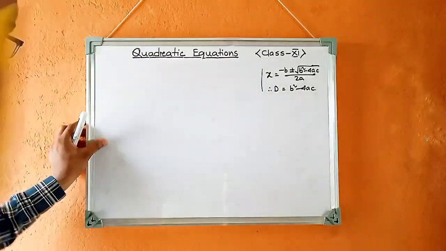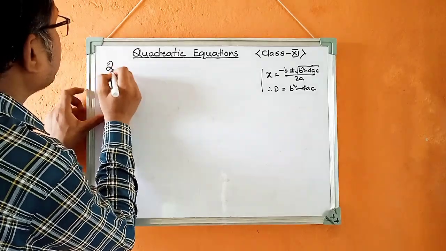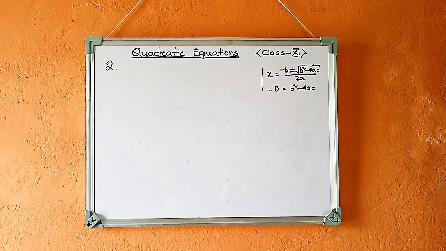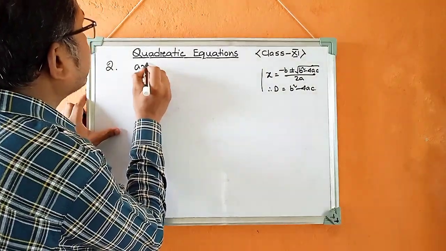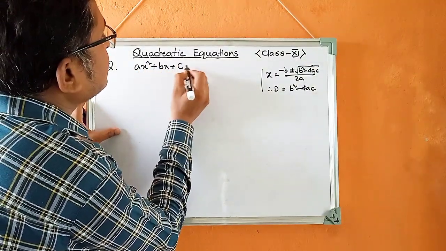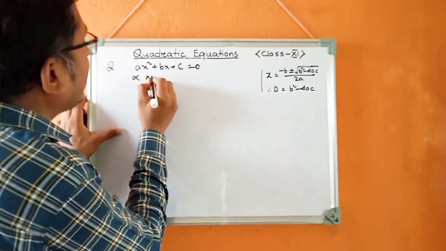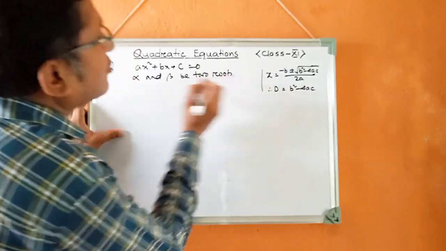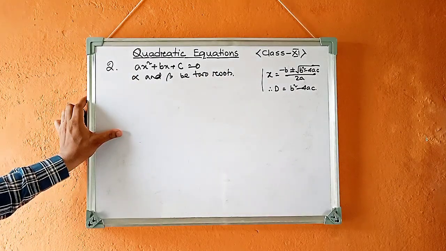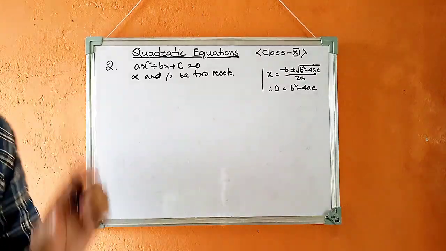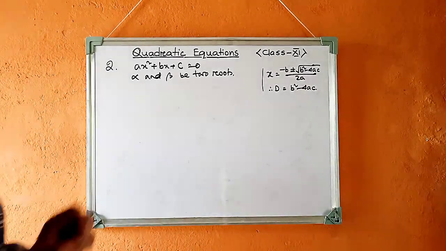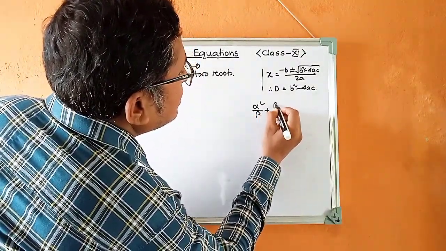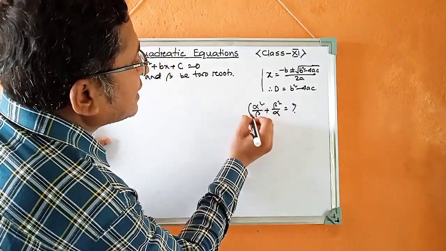Example number 2. Next example, listen to the question first. Alpha and beta are the roots of the equation ax square plus bx plus c equal to 0. Alpha and beta are the two roots given in the question. Find the value of alpha square by beta plus beta square by alpha. Find the value of this one.